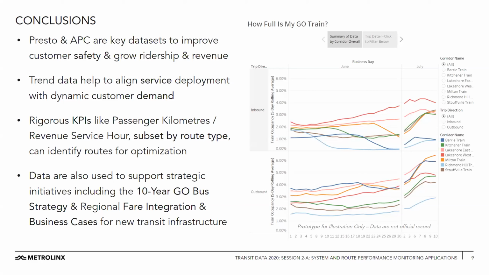Basically, we want to grow revenue and ridership and do it safely. So using data can provide that insight. We also need to look to deploy our service in an effective manner and ensure we're balancing our costs with our revenues. And KPIs like passenger kilometers per service hour are a great way to do that. And these data also support our broader strategic initiatives, such as our 10-year GO bus strategy, regional fare integration planning, and business cases for new bus infrastructure.